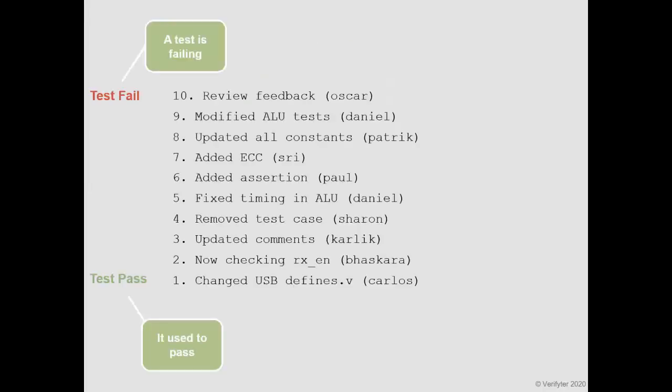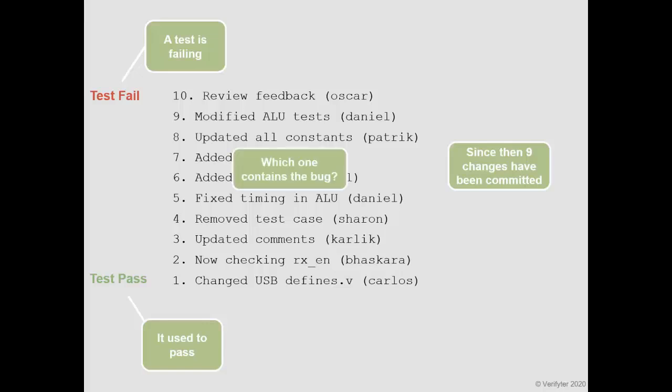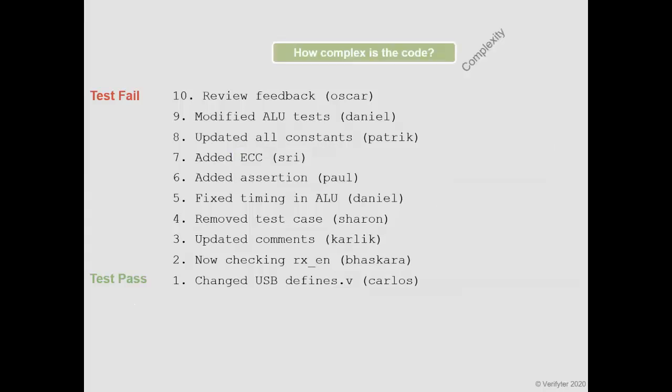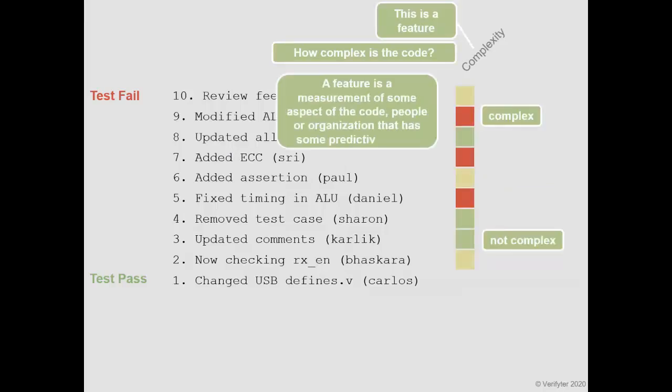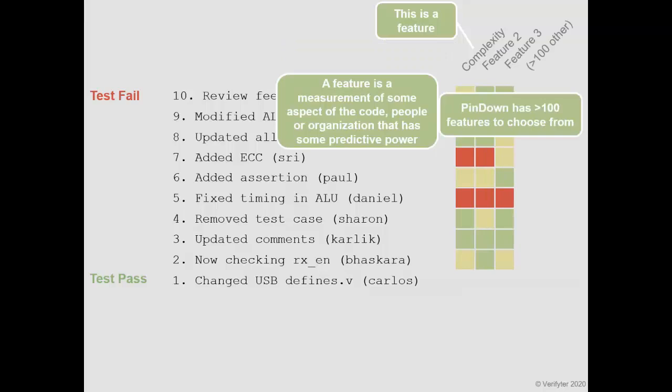A test is failing. It used to pass. Since then, 9 changes have been committed. Which one contains the bug? Step 1 is prediction. How complex is the code? Some changes are complex, some are not complex. This is a feature. A feature is a measurement of some aspect of the code, people, or organization that has some predictive power. Pin-down has more than 100 features to choose from.